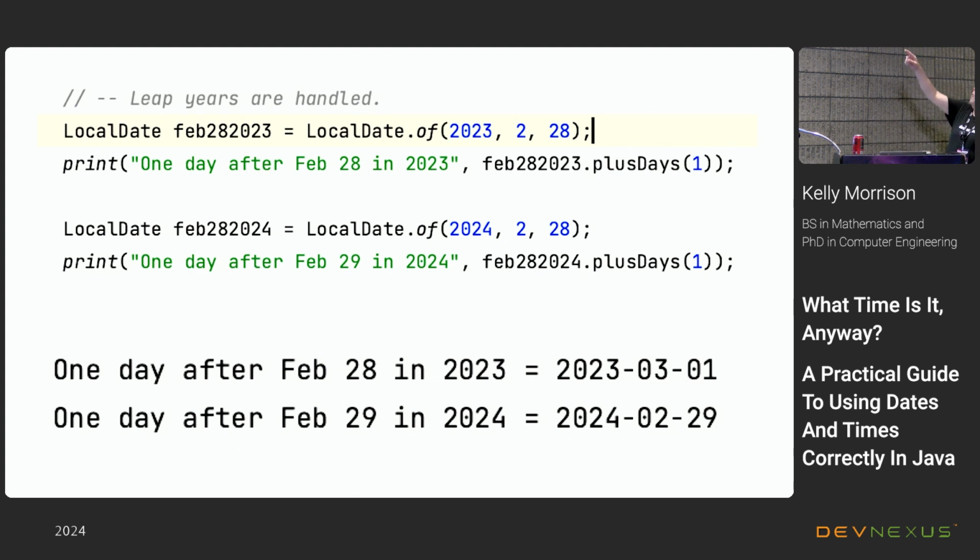It also handles leap years properly. For example, up here, I took February 28th in 2023 and added a day to it. And you can see it became March 1st. But this year is a leap year. So if you start with February 28th in 2024 and add a day, you can see it goes over to February 29th. So this is an advantage over the original, and this handles leap years properly.